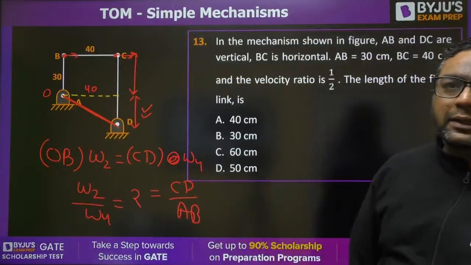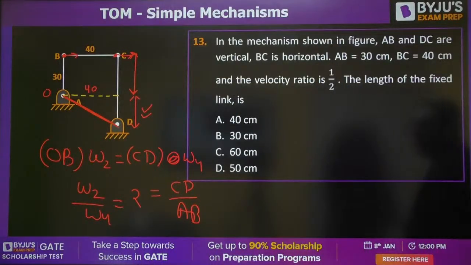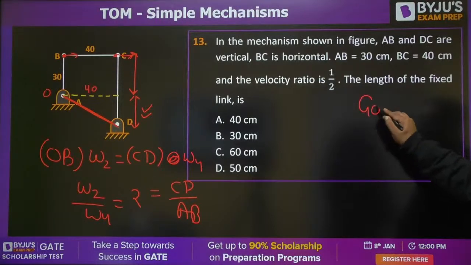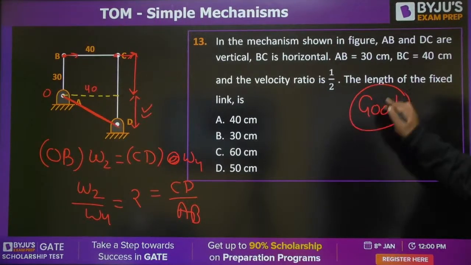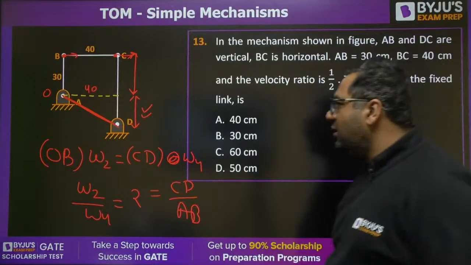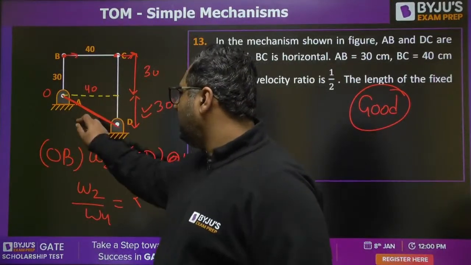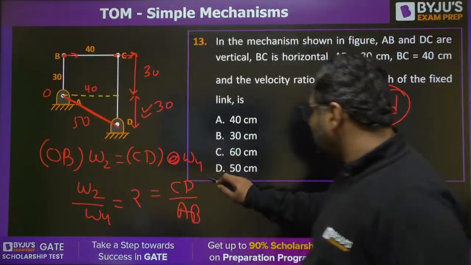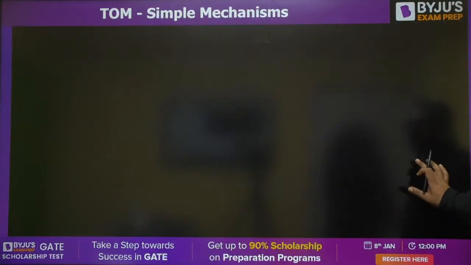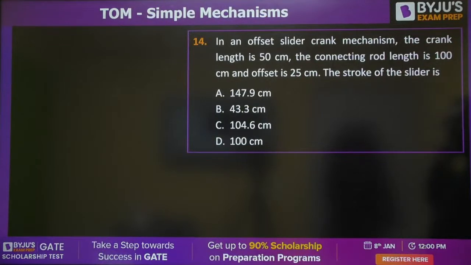बहुत ही बढ़िया भाई तेजू, बहुत ही बढ़िया. This is a good question, it can confuse you. So the answer for this is going to be what? अरे भाई, this is 30, this is also 30. 30, 40, 50. Answer is D for this. This is an easy question.